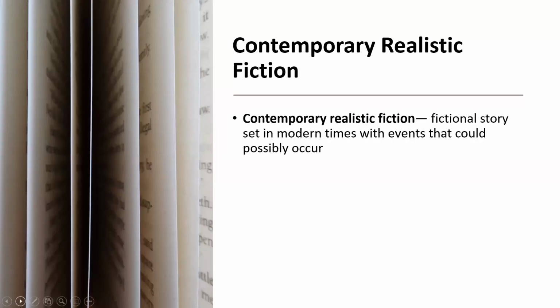Okay. This time, let's proceed with contemporary realistic fiction, which is under another category of children's literature. Realistic fiction is a fictional story set in modern times with events that could possibly occur or have already occurred in someone's life. Realistic fiction attempts to portray the world as it is.